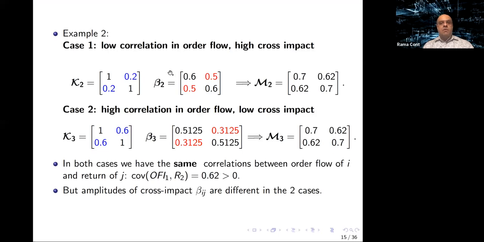So here's another example. Low correlation in order flow, high cross-impact, or low cross-impact, high correlation in order flow lead to exactly the same outcome in terms of covariances of order flow with the return. So again, you have this problem, same correlation between order flow and the returns for any pair of stocks you want, but the amplitudes of the cross impacts are different in the two cases. So again, you cannot infer the cross impact, either the fact that it's non-zero or it's small or big, just from these covariances. So you do need to be less lazy and look at the information in the order flow themselves, and that's what we're going to do.